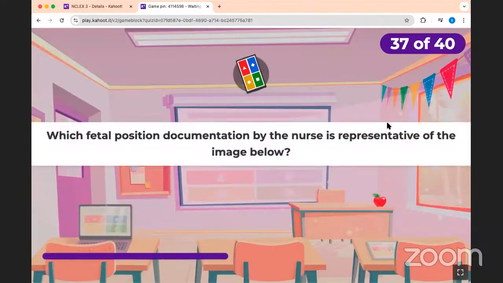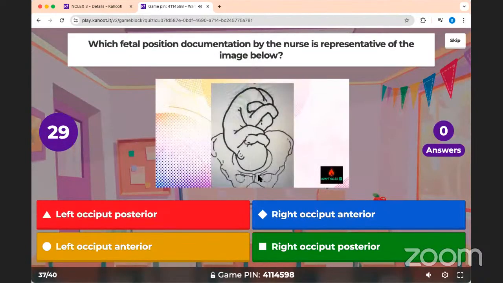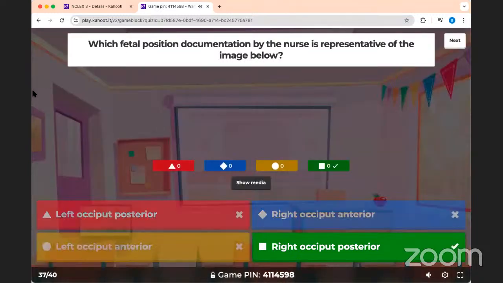The fetal position documented by the nurse is representative of the image below. So what position is this? Is it left occipital posterior, left occipital anterior, right occipital anterior, or right occipital posterior? Do you know how to name this based on the diagram? I know you know because you watch Adapt NCLEX, but if you don't know, review it again. You should be able to answer this. And there's an easy way to go about it, right?